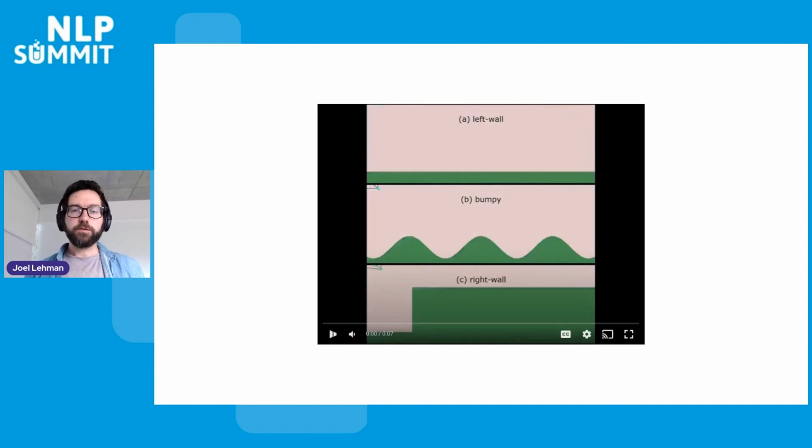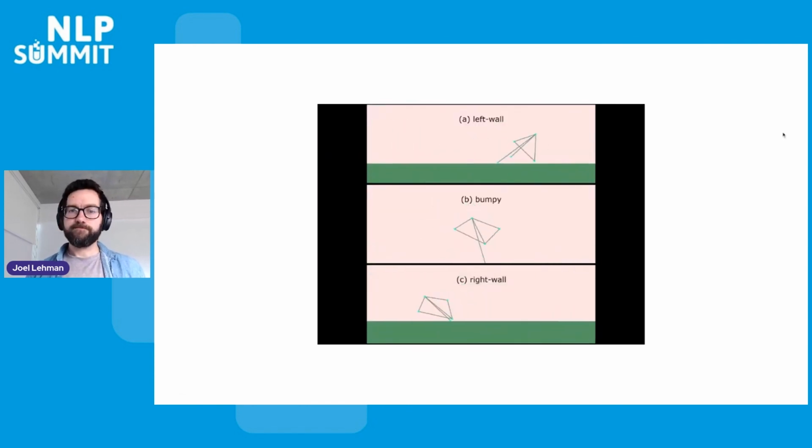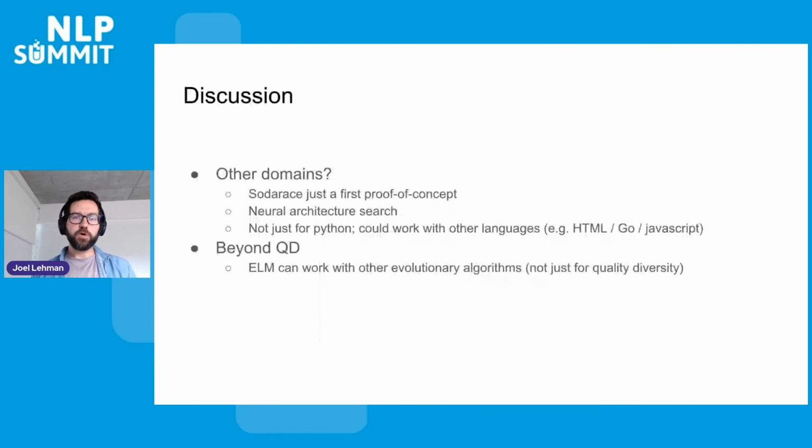So the hope is to go beyond Soda Race. This is just our first proof of concept. There are lots of other interesting code-based domains. Particularly interesting is neural architecture search. Could you use this technology to actually invent new neural architectures? Not just for Python. Although we use Python in this example, you can use other languages, HTML, Go, JavaScript, whatever has a lot of support in, say, a code script. The methodology is not dependent on this particular evolutionary algorithm, but can work with other ones as well. So we're really interested to see where the follow-up work goes here.